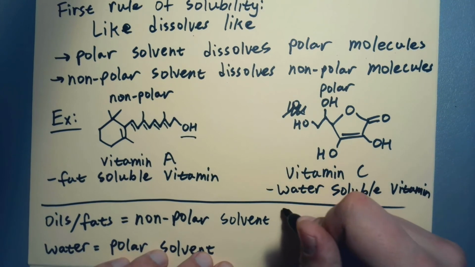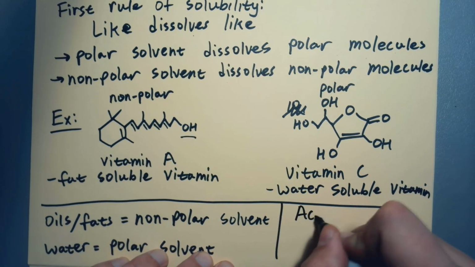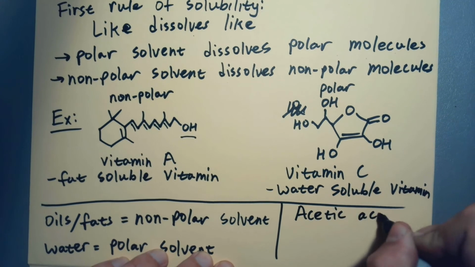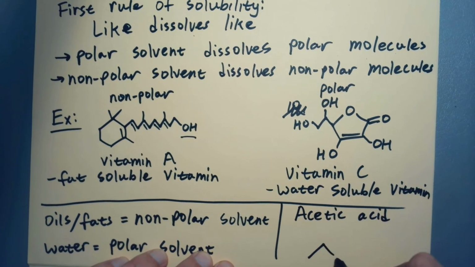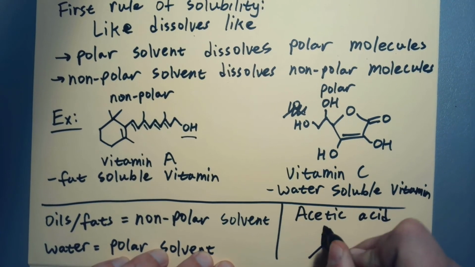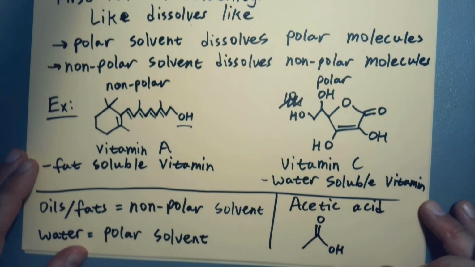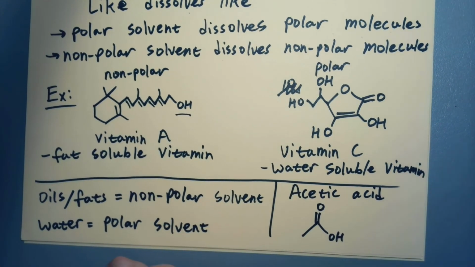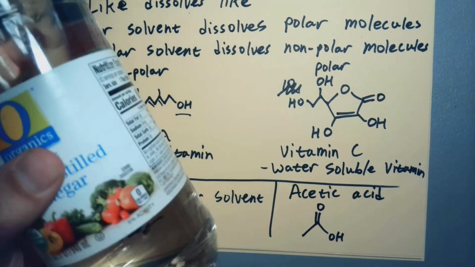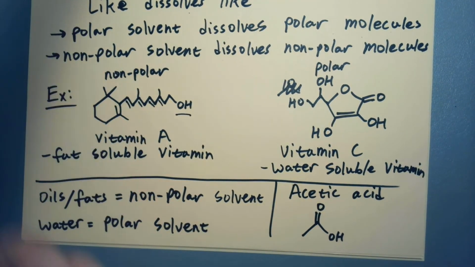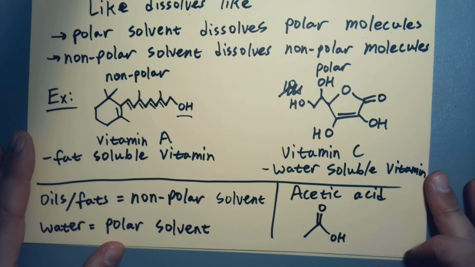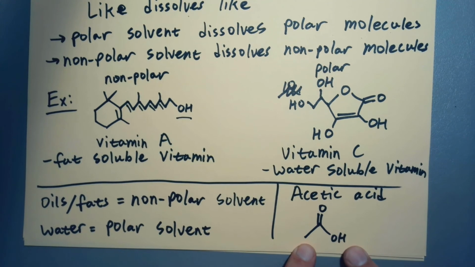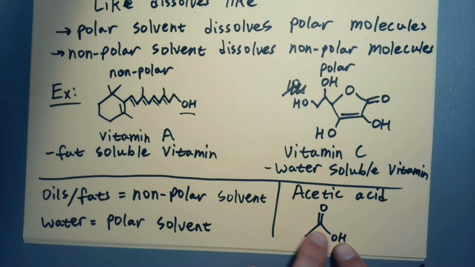And so if we look at acetic acid, we know it's water-soluble because it's right here, dissolved in water. It's vinegar. But does that make sense? Looking at that structure, does it make sense that this is a water-soluble compound? Does this look like a polar molecule to you? Hopefully it does, because we've got polar functional groups on it.